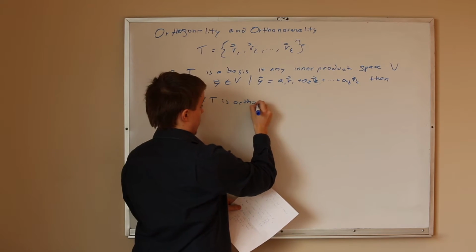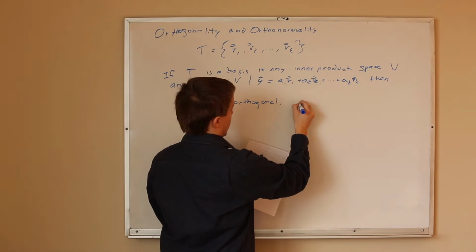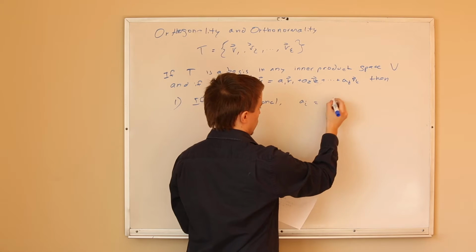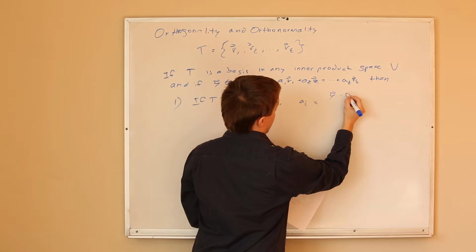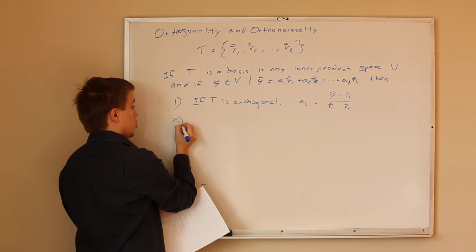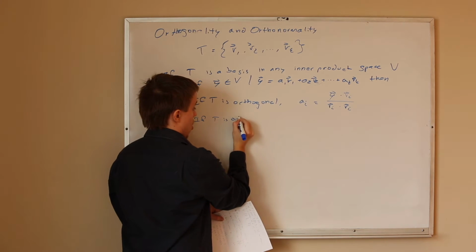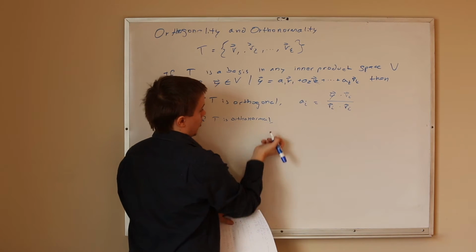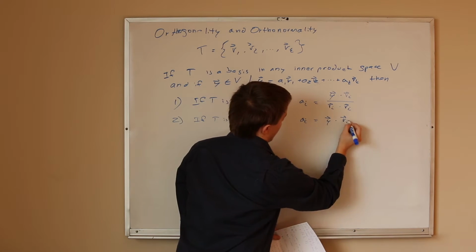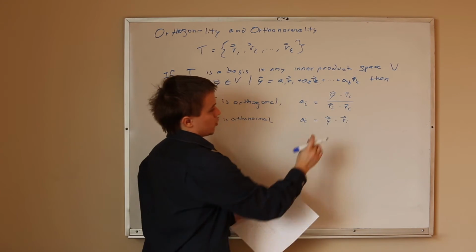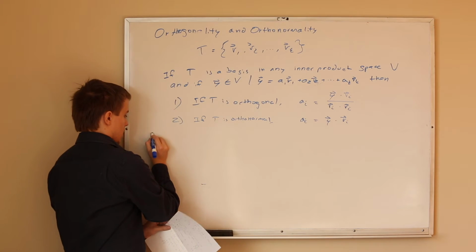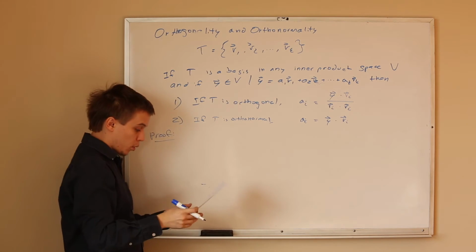If T is orthogonal, then any coefficient of this linear combination equation is equal to y dotted with vi over vi dotted with itself. Or 2, if T is orthonormal, then a_i becomes a much simpler equation, and that's just y dotted with vi, because this drops out as the length of 1. So let's prove that. And I might not have room on this whiteboard.